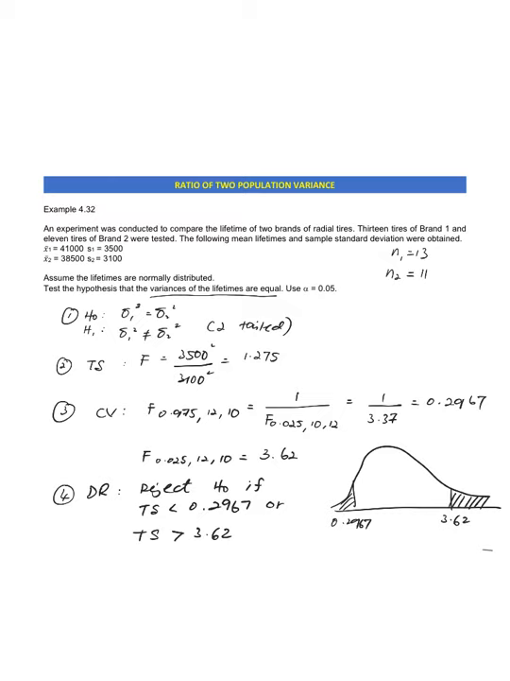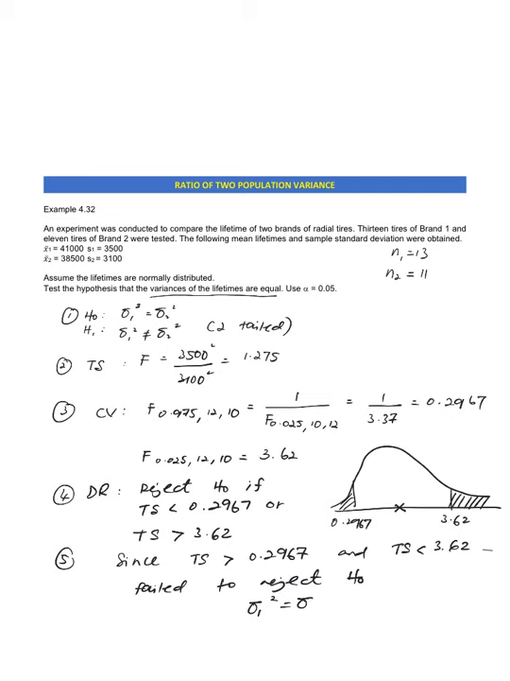So now look at your F ataupun test statistic value, kita dapat 1.275, yang mana dia tak masuk pun dekat dalam rejection region. So what is our decision? Since test statistik kita greater than 0.2967 and test statistik kita less than 3.62, so we fail to reject H0. Tak boleh nak reject dia. So bila kita tak boleh nak reject dia, we can conclude that the variances are equal.